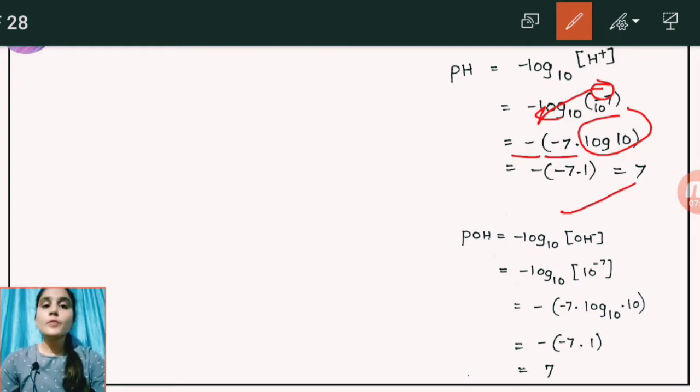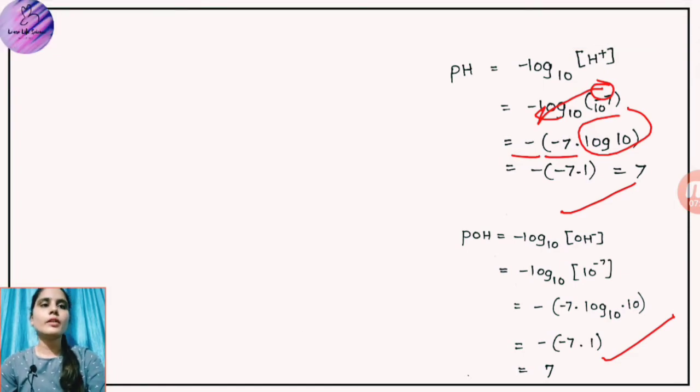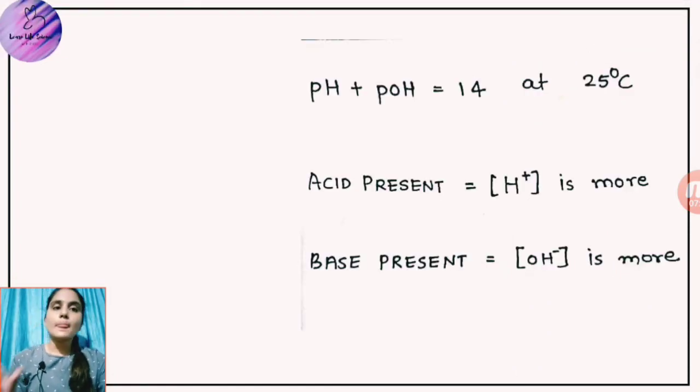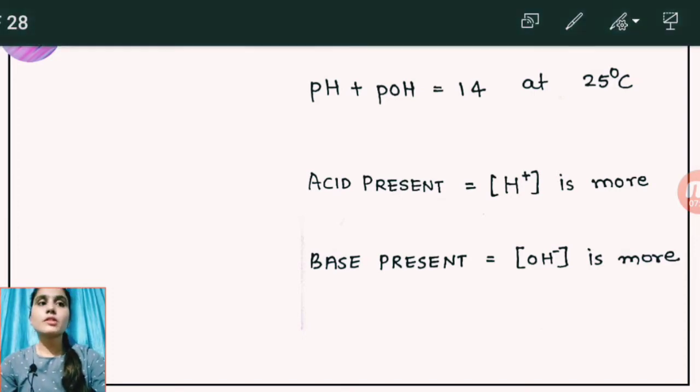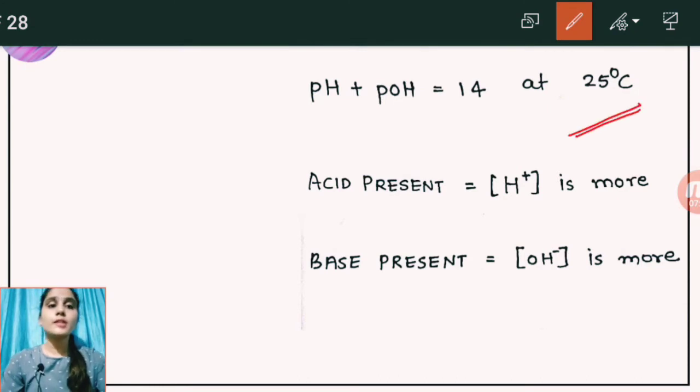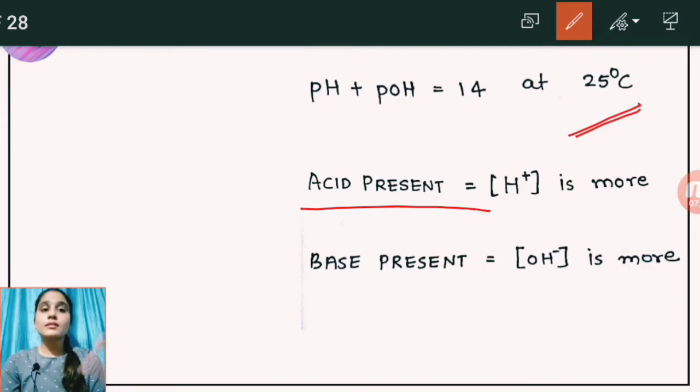Similarly, you can calculate the OH minus ion strength, that is the pOH. The same mathematical rule we have applied here. Now moving next, pH plus pOH is equal to 14, and please concentrate right here that I am talking at 25 degrees Celsius. As we know, if the condition is acidic, then more hydrogen ions will be present in the solution. If the condition is basic, then more OH minus ions will be present in the solution.